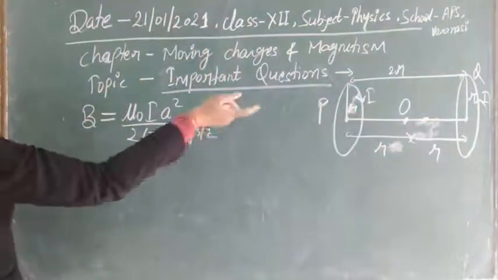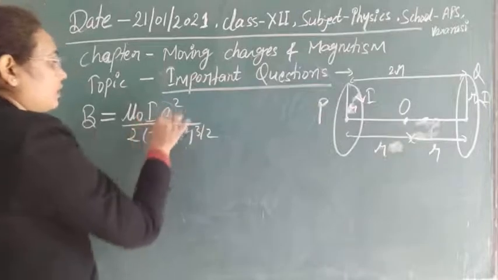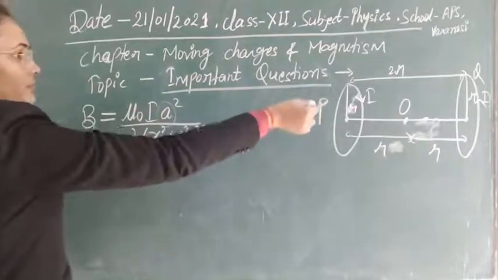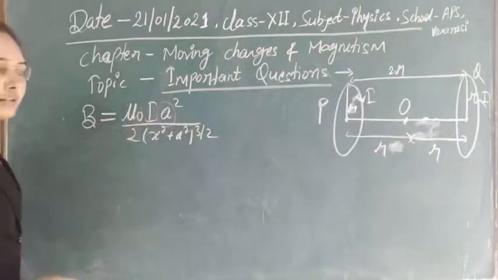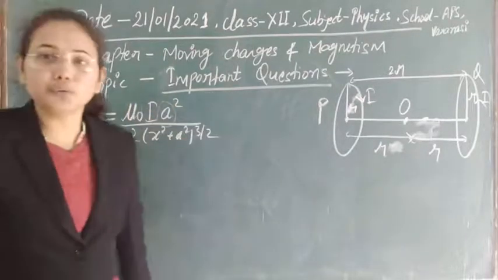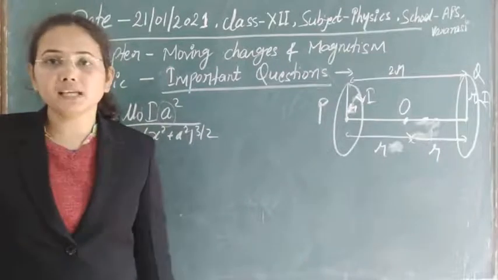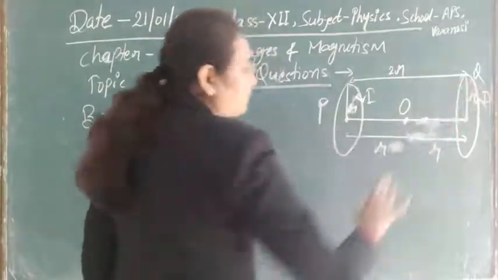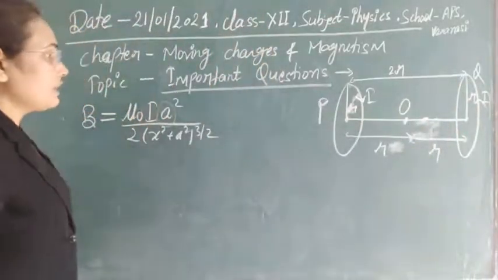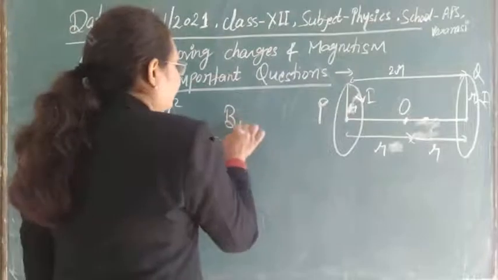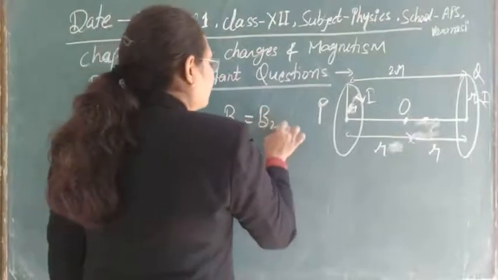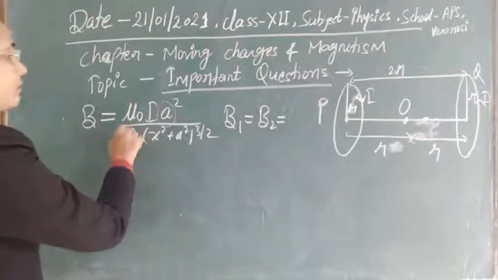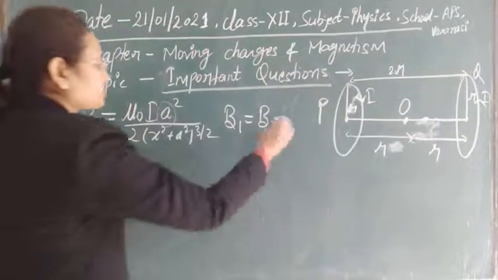As we are seeing here, they have a common identical radius, and they are equidistant from this point, and they are carrying the same current. So obviously the magnetic field due to both of the circular loops will be the same here. If suppose B1 is the magnetic field due to this and B2 is the magnetic field due to that, then obviously B1 and B2 in magnitude will both be equal here. So let's find it by this formula.